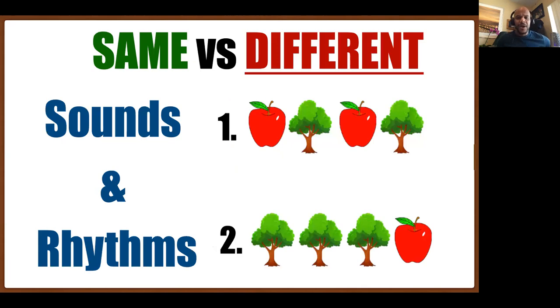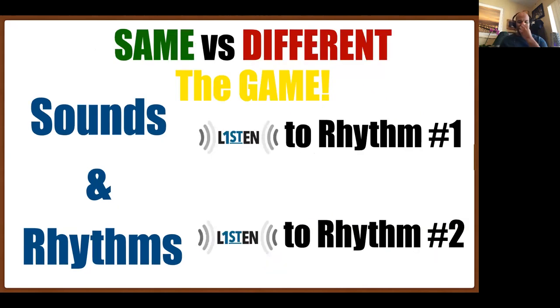Let's actually read what I had. Rhythm number 1, I said apple tree, apple tree. Rhythm number 2, I said tree, tree, tree, apple. Yes, those are very, very different. Okay, good job. Let's go back to our game.